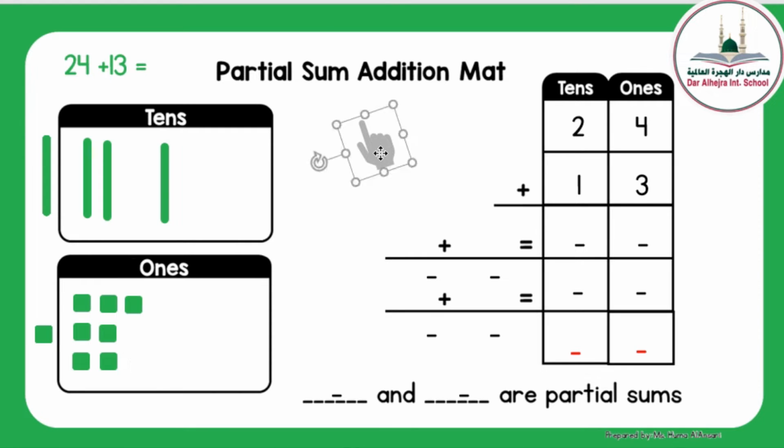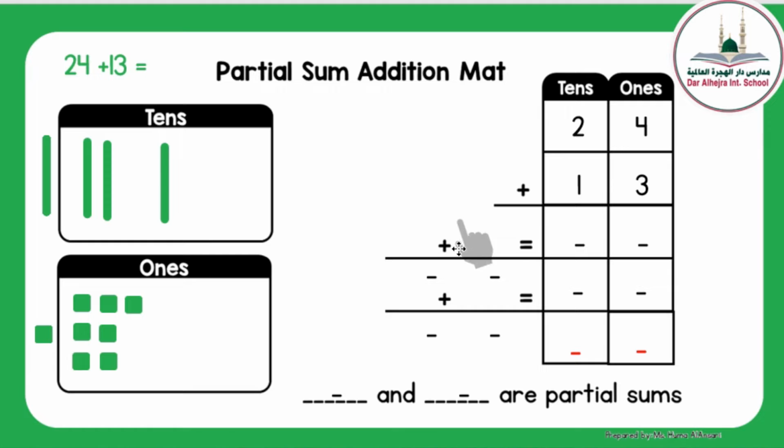Here I have shown 24, so I've got two tens and 1, 2, 3, 4 ones, and then I have got 13, so I've got 1 ten here, and after 4 I have added 3 more ones. Now I need to solve it with the partial sum addition method, so I'll be adding the tens first.